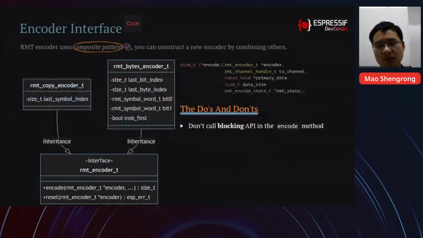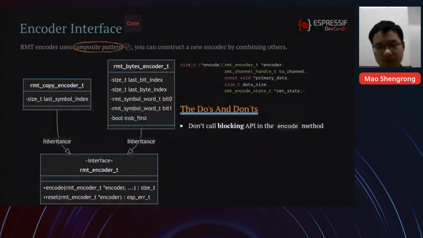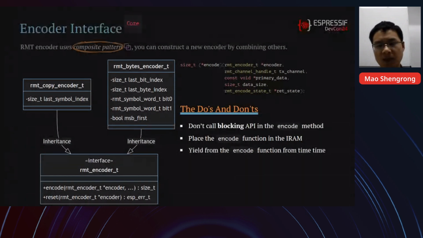This function is often called from an ISR. It's also recommended to place it in IRAM to achieve high performance and reduce interrupt latency caused by cache miss. Please don't spend too much time in the encode function, as it runs in an ISR environment, and prolonged execution may lead to an interrupt watchdog timeout.